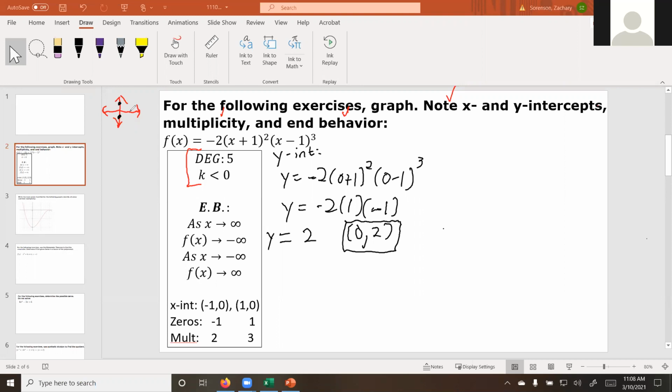Well, for one, it wouldn't really pass the vertical line test. Yeah, right? It's not a function anymore. I have one input, x is equal to 0, and I have two separate outputs, which is the top and the bottom, and so it would not be a function.